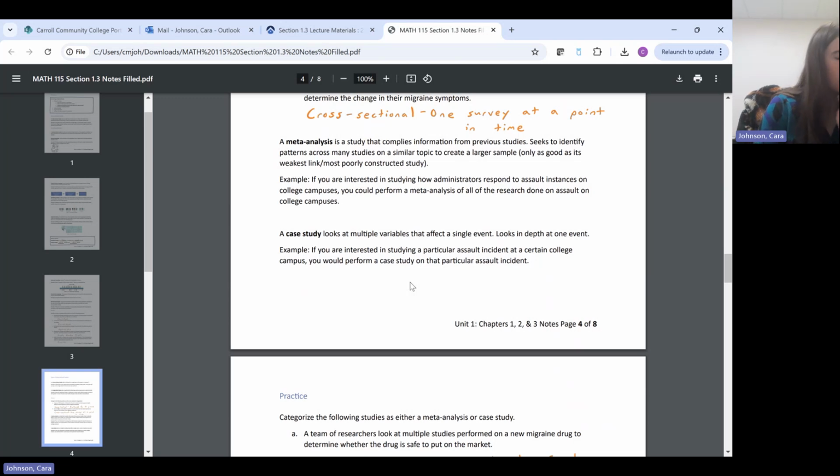So we have some more practice on page 5. If you want to pause and try that first, I will come back and discuss the answers here.